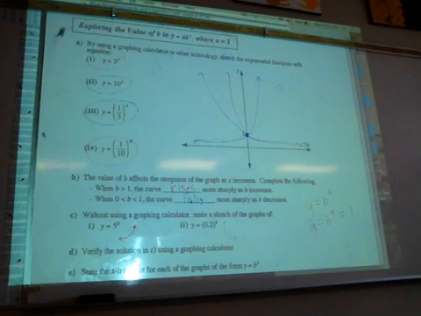Okay, not lastly, but what's the domain? All real numbers, good. And the range? Greater than 0. And the asymptote? Y is equal to 0. Perfect.